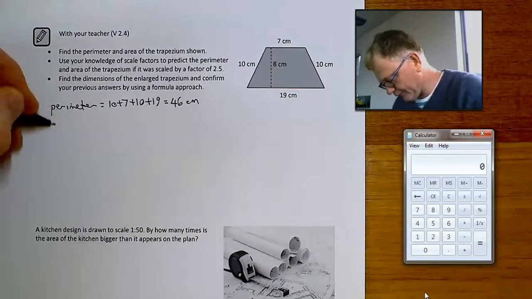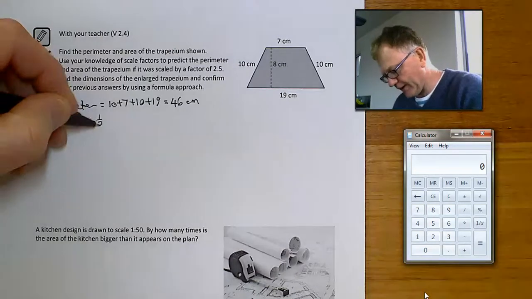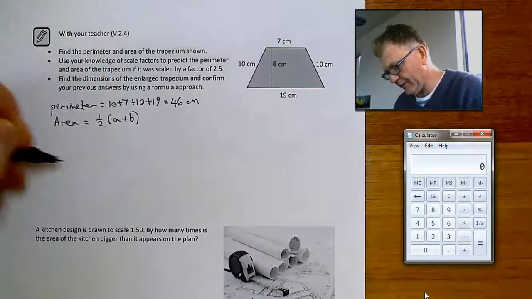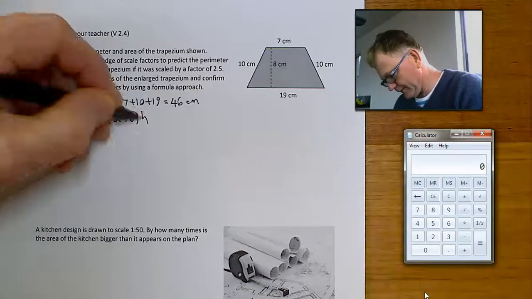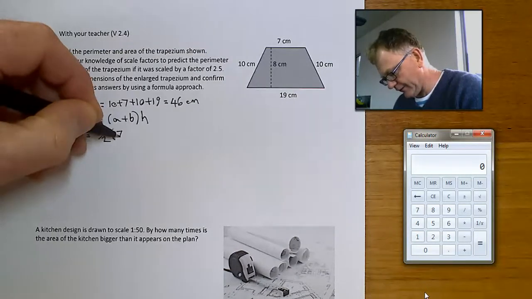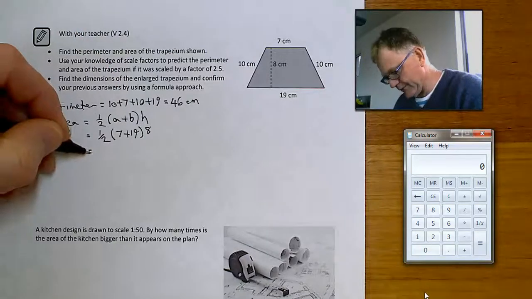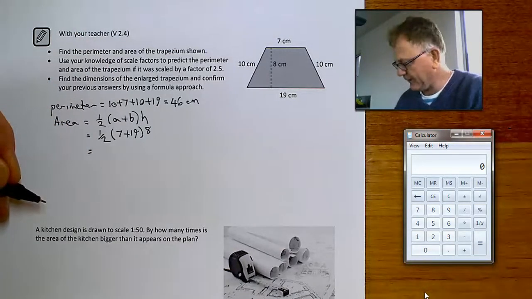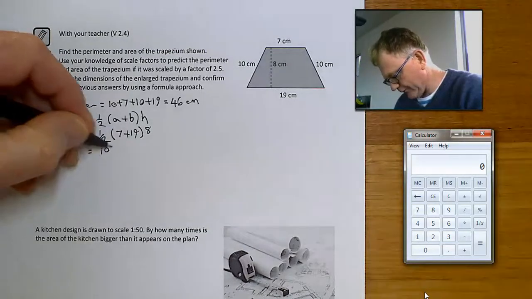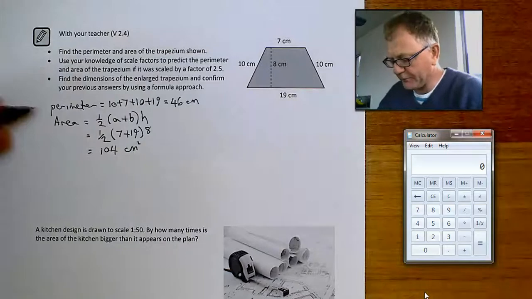The area: the formula for the area of the trapezium is half times the sum of the parallel sides times the distance in between them. So for this trapezium, it's a half times 7 plus 19, times 8. I've done the calculation beforehand, and so I know that it works out to be 104 square centimetres. So that's its perimeter and area.